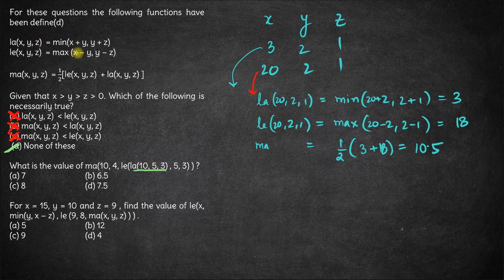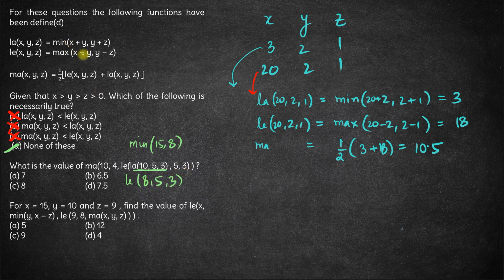So LA is the minimum of 10 plus 5. LA 10, 5, 3 is effectively the minimum of 10 plus 5, 15 and 5 plus 3, 8. So the minimum of 15 and 8 is 8. So now we have LE 8, 5, 3.